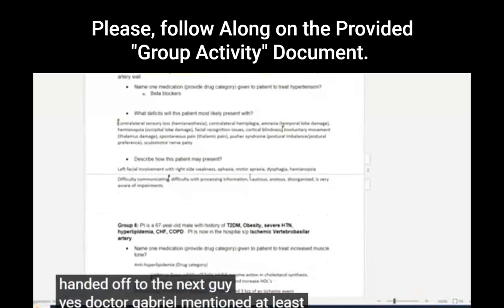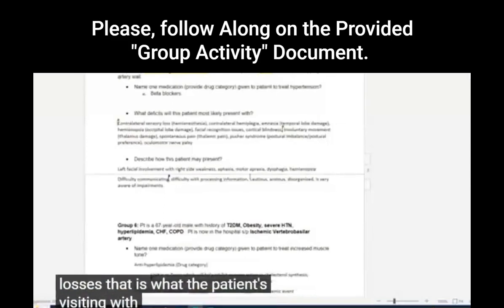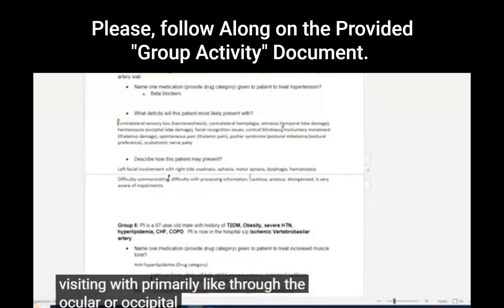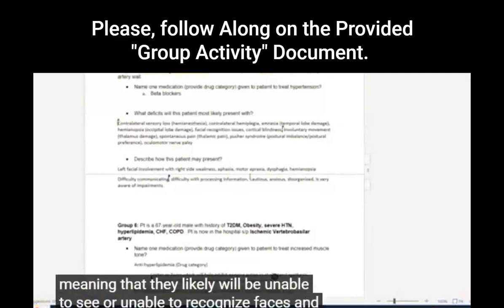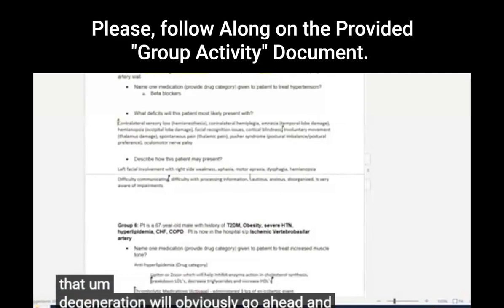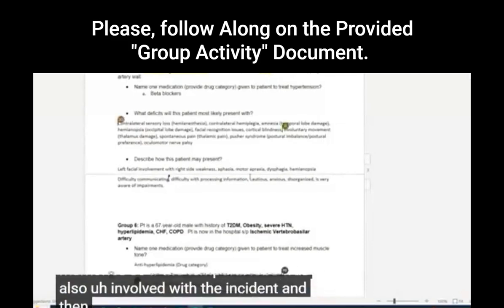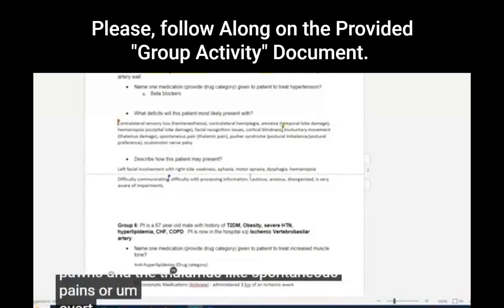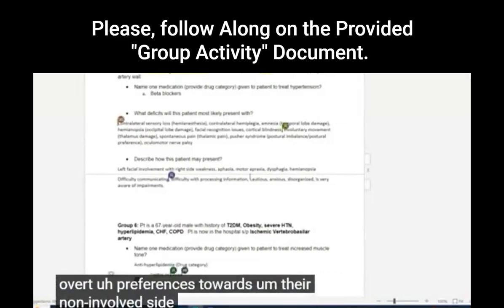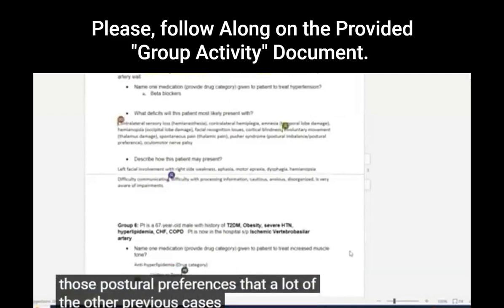Yeah, as Dr. Kiefer had mentioned, at least with the posterior cerebral, it's going to be primarily sensory losses. That is what the patient's presenting with, primarily through the ocular or occipital sense, meaning that they likely will be unable to see or unable to recognize faces, and that degeneration will obviously worsen depending on how intense the stroke was, but even issues with their memory. So if the temporal lobe was also involved with the incident, and then even through the midbrain and pons and the thalamus, spontaneous pains or overt preferences towards their non-involved side, indicating Pusher syndrome, which I think was more along the lines of those postural preferences that a lot of the other previous cases had.